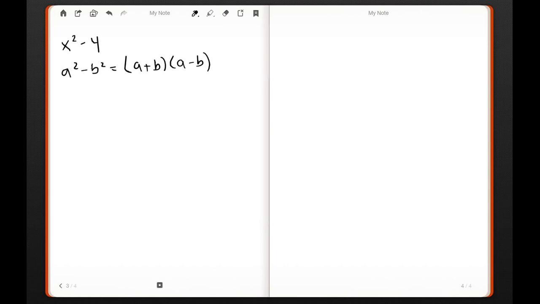So all this is saying is when you have a squared minus b squared, meaning the coefficients of x squared and the constant are both perfect squares, then we can write it like this. Square root of 1 is 1. Square root of 4 is 2. So the square roots are a and b, since we started with a squared and b squared. So square root of x squared is x, plus the square root of 4, x plus 2, times x minus the square root of 4, x minus 2.